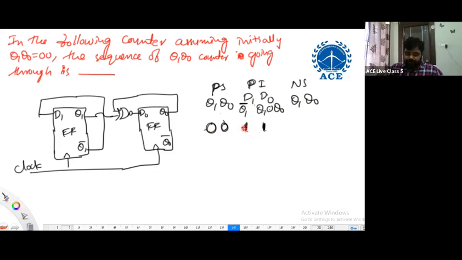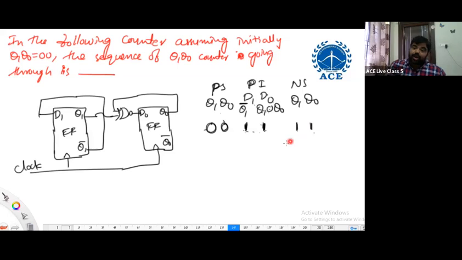What will be the next state? 1, 1. Because the characteristic of a D flip-flop is that whatever we give on the D input will be the next state. Q of n plus 1 is nothing but what we give on D. D characteristics: if D is 0, Q of n plus 1 is 0; if D is 1, Q of n plus 1 is 1. Based on the present state, if I get present inputs D1, D0, the next state is whatever we get on the D inputs, because these are D flip-flops.